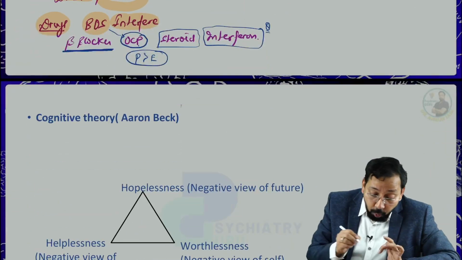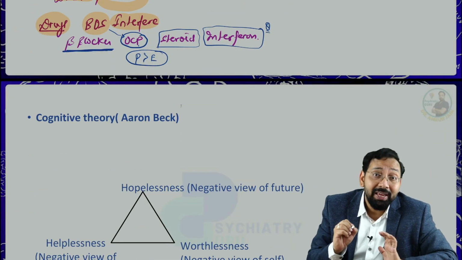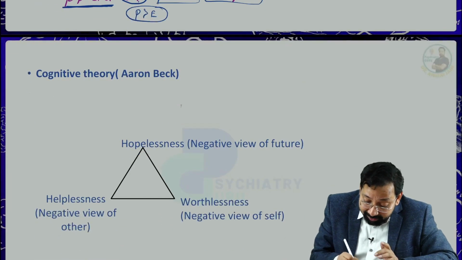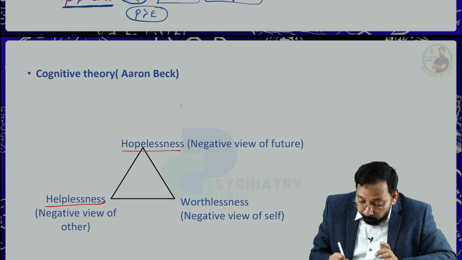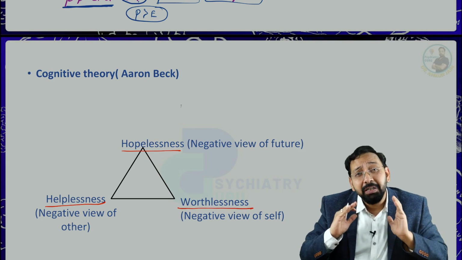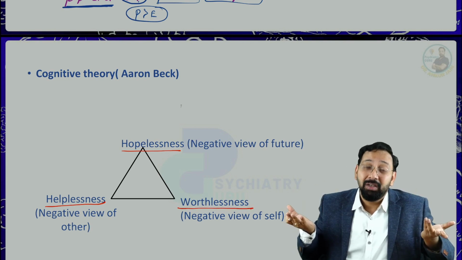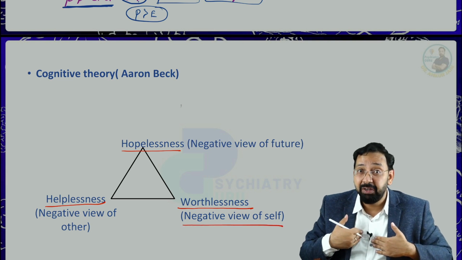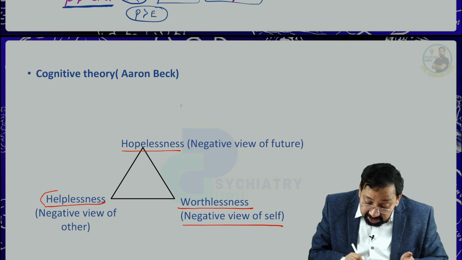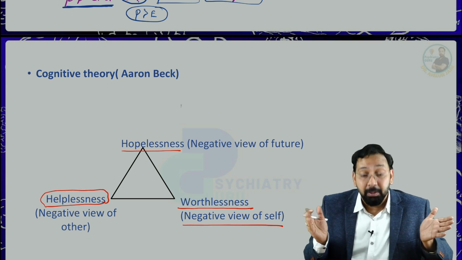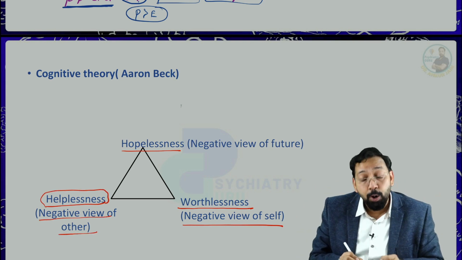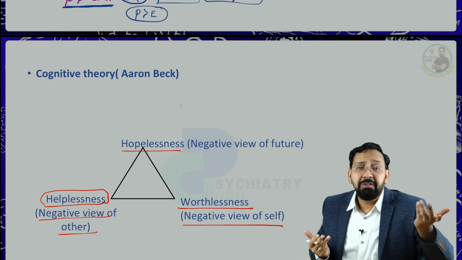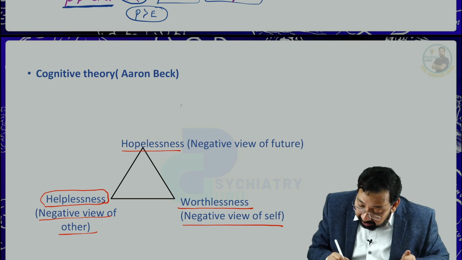Now, cognitive theory, a psychological theory given by Aaron Beck. According to this theory, there is a triad of hopelessness, helplessness, worthlessness. The patient sometimes feels that I am worthless, a negative view of self. Helplessness: there is nobody to help me, a negative view of others. Hopelessness: there is no hope for the future. If the heart is broken, what will we live for? Yes, a negative view of the future.